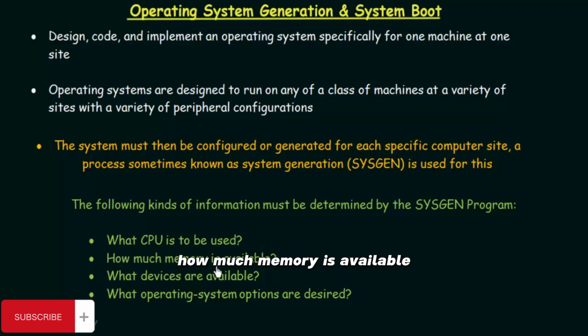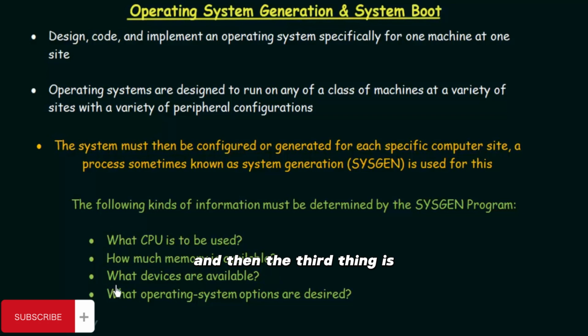And secondly, how much memory is available. It has to find out how much memory is available in that system to find out if that operating system can be installed in that system. And even if it is installed, how can we allocate the memory in such a way that it will work in a good and efficient way?